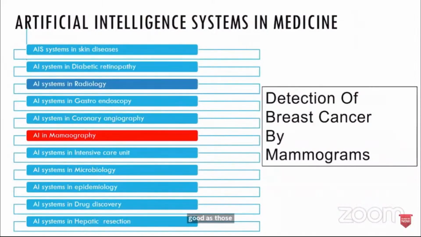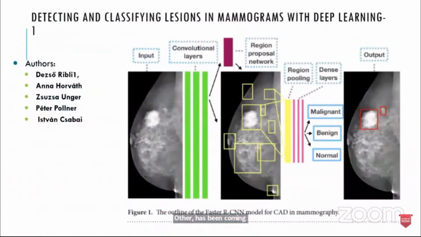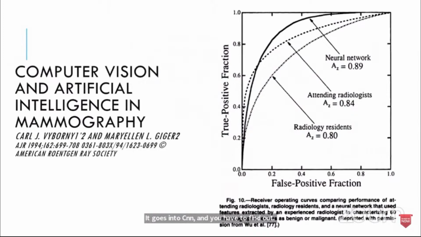Another area where AI has been coming into the picture a lot is mammography. In mammography, I think there are a lot of shadows and microcalcifications, and there's so much variation. The input, all those images, goes into a CNN, and you have to find the output, which is only three things: malignant, benign, or normal. And these papers show the radiology resident, you can see the graph, the radiologist, you can see the graph, and then the neural network, it is 0.89.